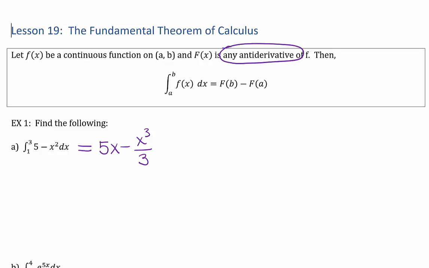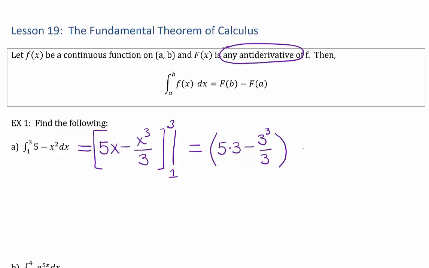And then the notation that we're going to use is I'm going to draw a little bar, and I'm going to put the bounds of integration, a 1 and a 3, on the top and the bottom. And what that notation is telling me is to compute this value, this area, I have to first plug in the 3. So 5 times 3 minus 3 to the third over 3. And then I plug in the 1 and I subtract those values.